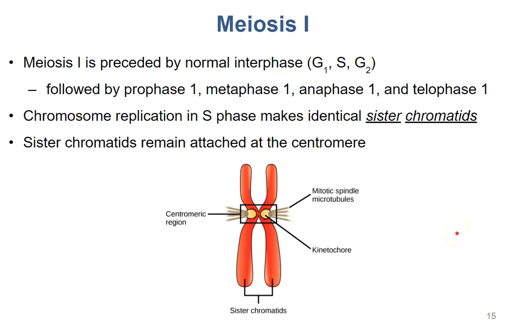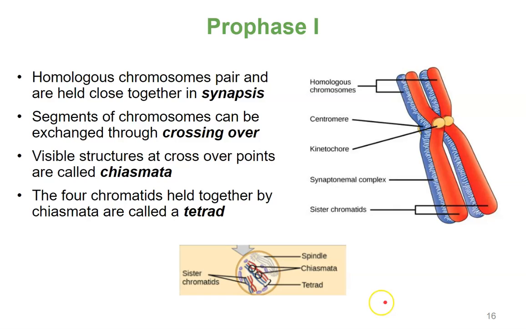So meiosis 1 is preceded by normal G1, S, G2. And then we start with prophase 1, metaphase 1. So the 1 is denoted by the phase of meiosis that we are in. Okay, so we're still dealing with chromosomes, we're still dealing with sister chromatids, but we're just going to line them up a little bit differently in this stage of meiosis. So this stage looks very different. Meiosis 1 looks very different from mitosis, okay?